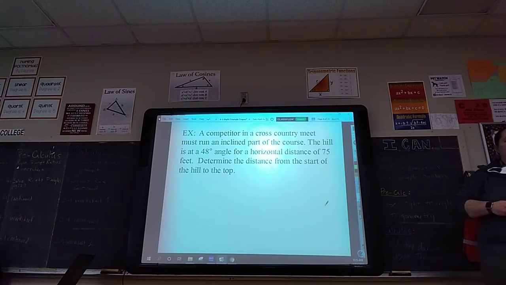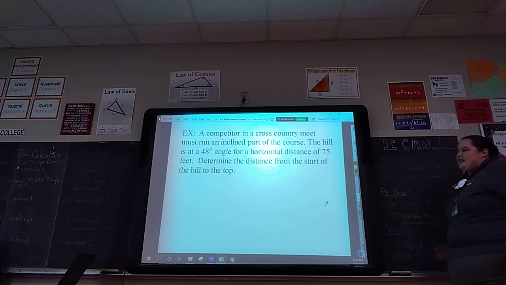Now sometimes you're given a little situation behind your triangle, but ultimately you're going to have to draw out the triangle for the situation. We know it's going to be a right triangle. We just have to make sure we label the parts accordingly. So we're looking at a competitor in a cross-country meet who must run an incline part of the course. The hill is at a 48-degree angle for a horizontal distance of 75 feet. Determine the distance from the start of the hill to the top of the hill.